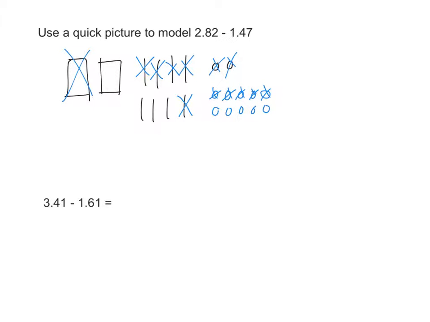So let's see what we have left. How many ones do we have left? 1. Okay. How many tenths do we have left? 3. And how many hundredths do we have left? 5. So the answer is 1 and 35 hundredths. Very good.